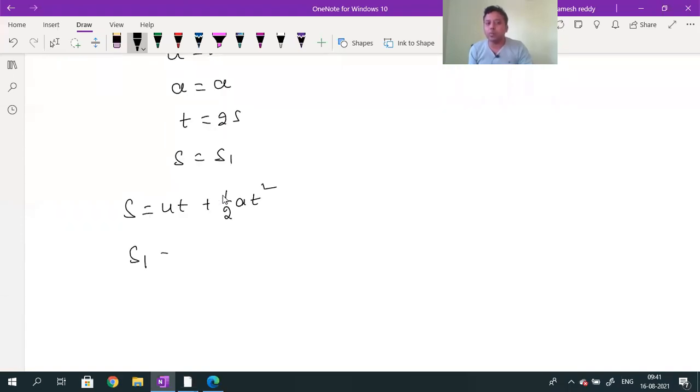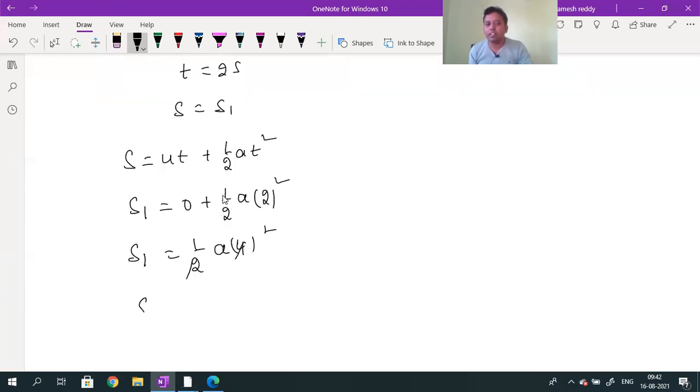S1 is equal to u value 0 plus half into acceleration a into time taken 2 square. So what answer will we get for S1? S1 will be equal to half into a into t square, 2 square. 2 square means 4. 2 ones are 2, 2 twos are 4. So S1 value will be equal to 2 into a. Can I write that?